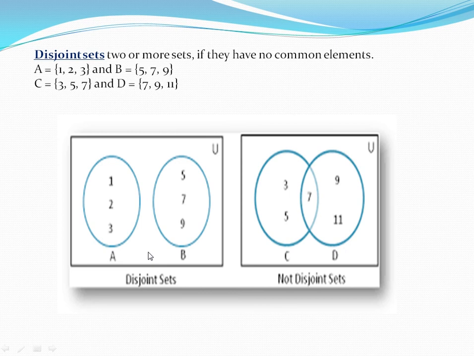The Venn diagram of disjoint sets looks like this. And C has 3, 5, 7, and D has 7, 9, 11. So is there a common element? Yes, we have 7 in common. So the Venn diagram looks like this. So it's not a disjoint set.